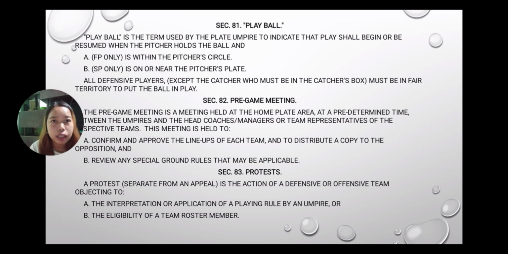So this one is interesting. Section 81, play ball. Play ball is a term used by the plate umpire to indicate that the play shall begin or resume when the pitcher holds the ball, and FP only, is within the pitcher's circle. The SP only, is on or near the pitcher's plate. All defensive players except the catcher, who must be in the catcher's box, must be in fair territory to put the ball in play.